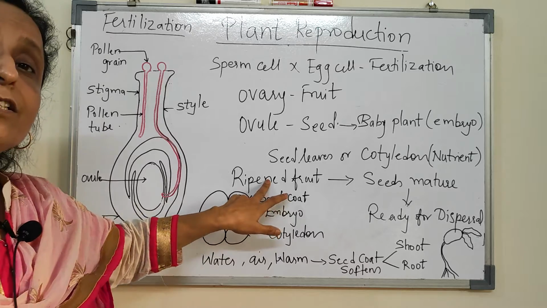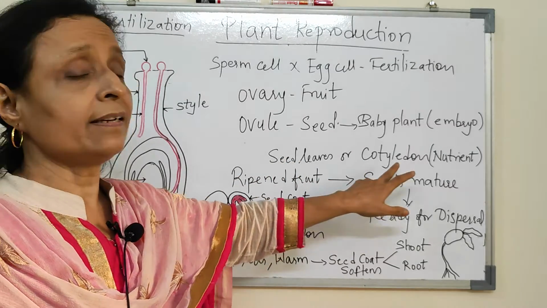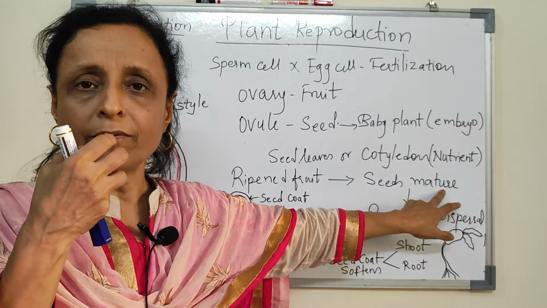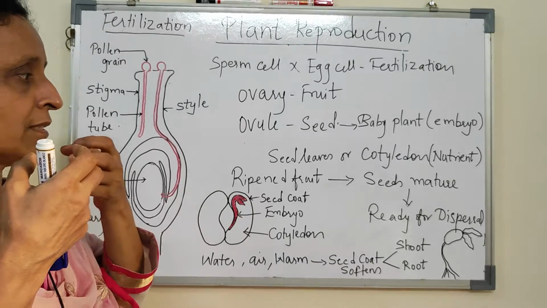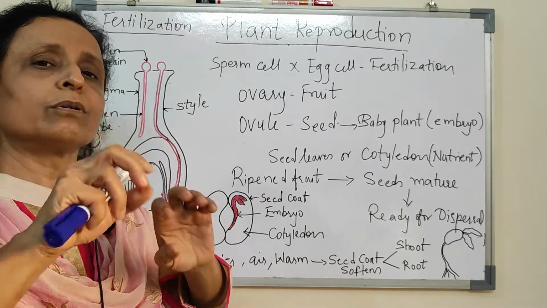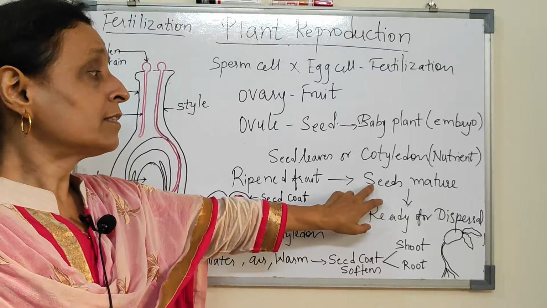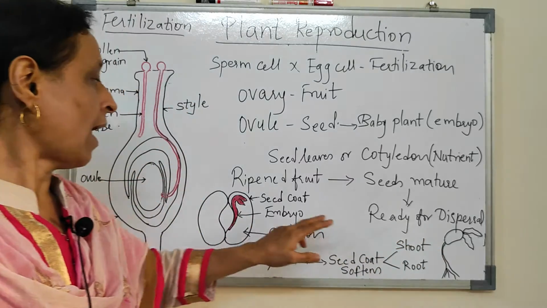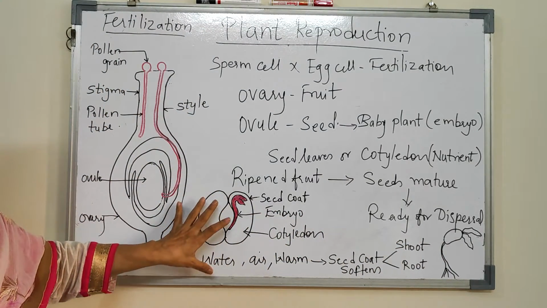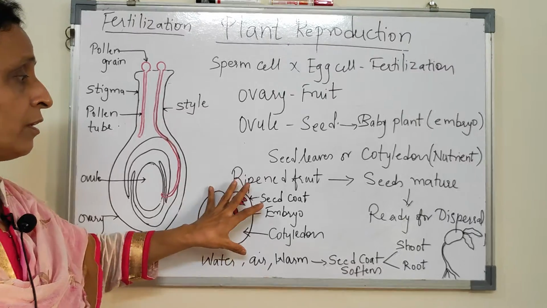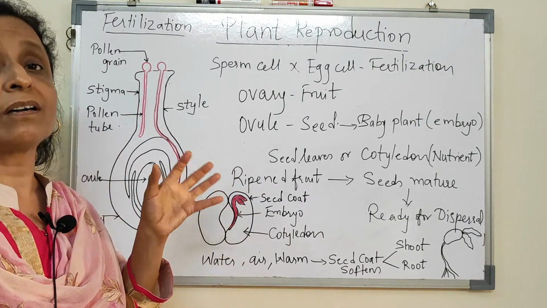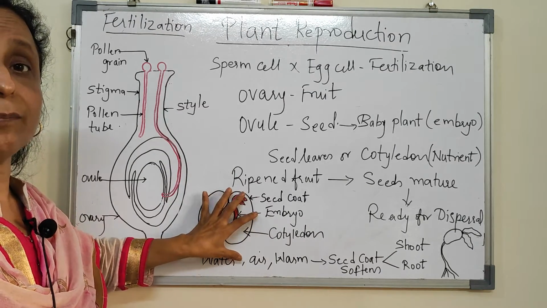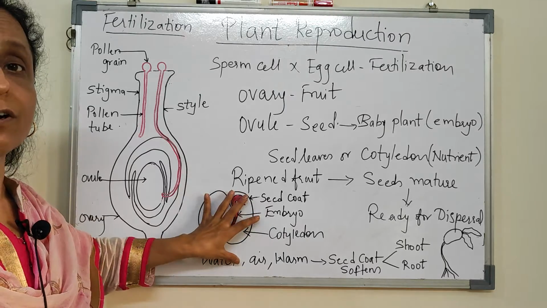Now as the fruit ripens, the seed inside also matures. So we always eat the ripened fruit. For example, mango: as soon as it ripens, we'll eat it and throw the seed in the soil. Seeds also mature. They're ready for dispersal. Now this is the structure of a seed. It has got a seed coat, a cover, which will protect the embryo inside. It will protect the seed itself, the cotyledon.